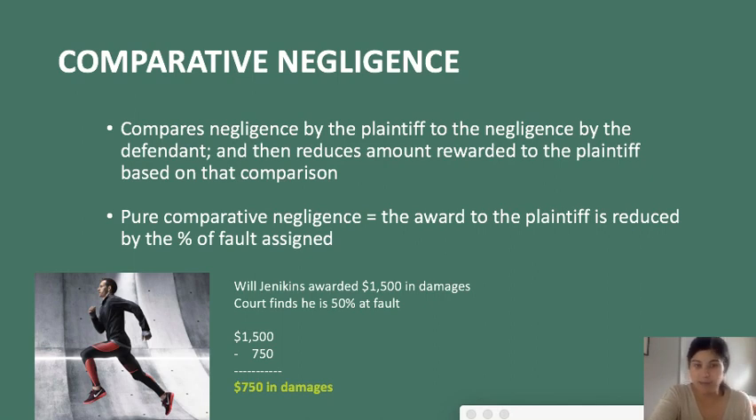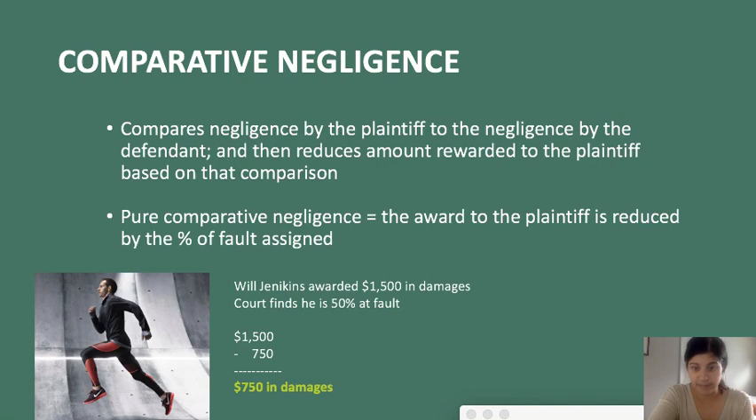So if Will lives in a pure comparative negligence state, you can see I've shown you here what might happen to his reward. So we said earlier in the case that Will had been awarded $1,500 in damages. That was for the physical injuries and the lost time at work. But let's say in a pure comparative negligence state, the court says, hey, this is 50% your fault. If you hadn't been running, this might have been less likely to happen.